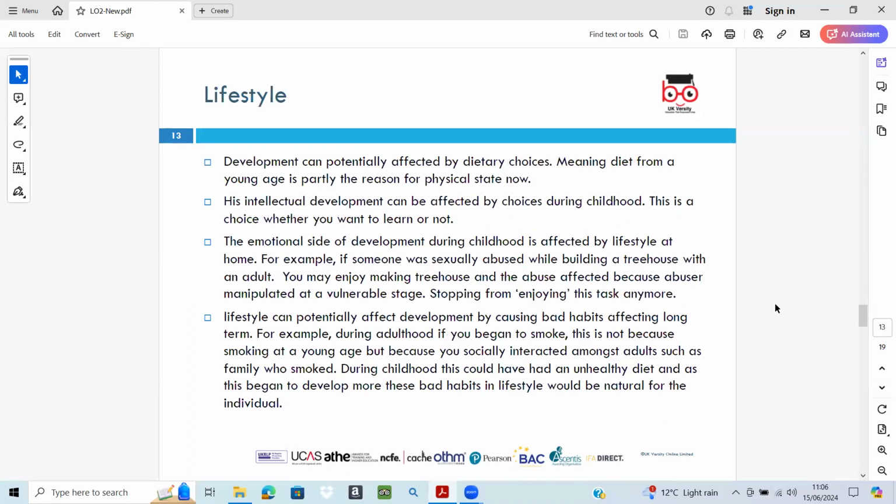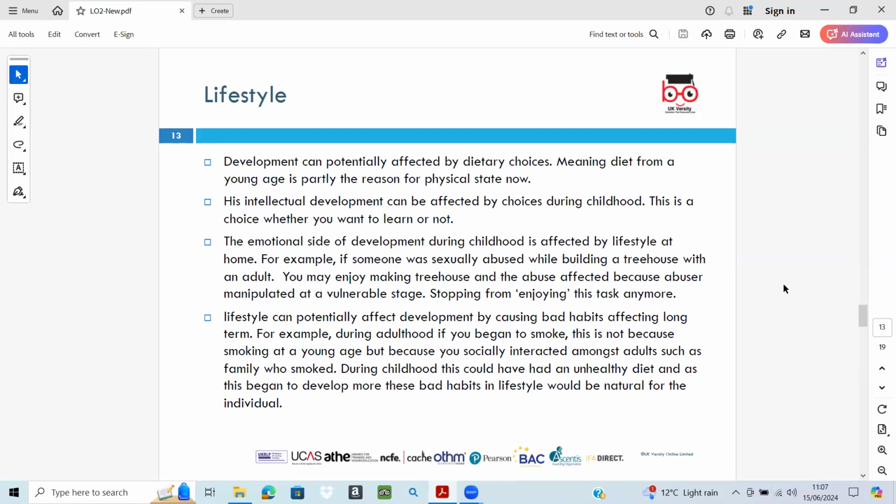Now we move to the next slide. This one is related with lifestyle. So for lifestyle choices, we can say such as dietary habits, educational decisions, past experiences, and habits, they all play a significant role in shaping a child's development journey. And these choices can impact various aspects of a child's growth and well-being, from physical health to intellectual development and emotional resilience.